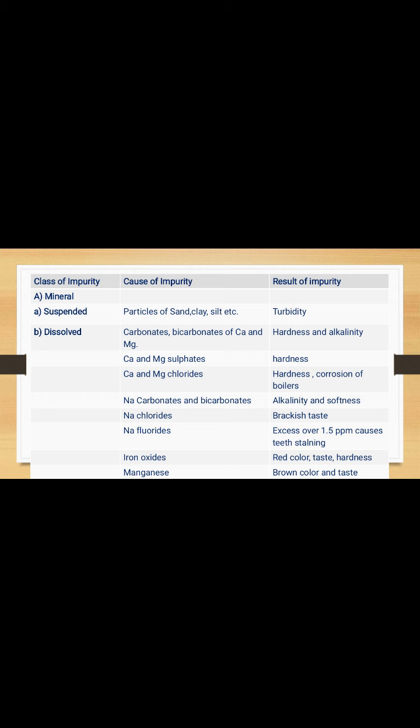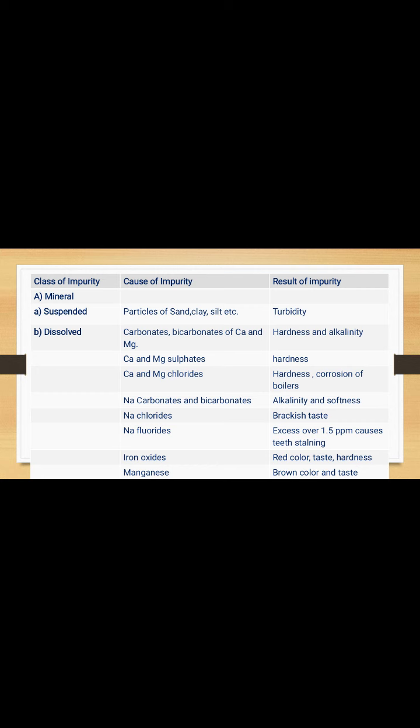The class of impurities, causes of impurities, and results of impurities are given in tables. The first is minerals, including suspended and dissolved. The suspended ones are particles of sand, clay, and silt. The result of these impurities is turbidity of water. Then dissolved impurities: carbonates and bicarbonates of calcium and magnesium result in hardness and alkalinity. Then calcium and magnesium sulfates result in hardness in water.